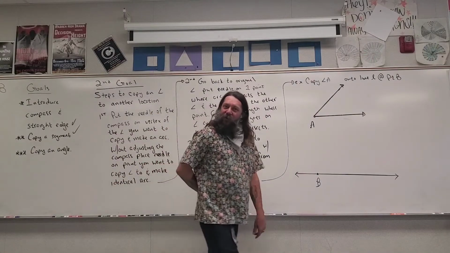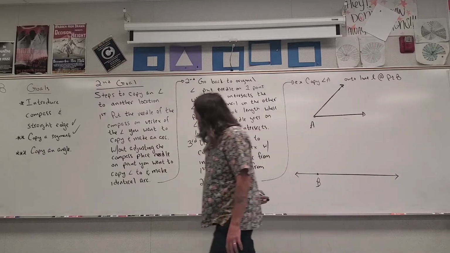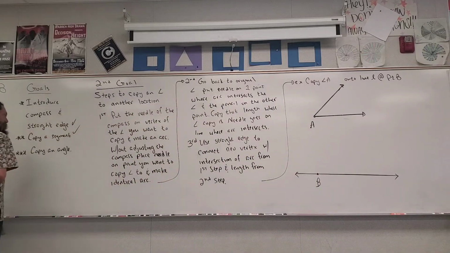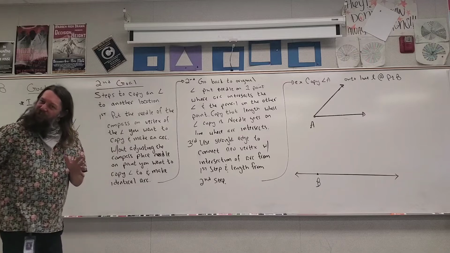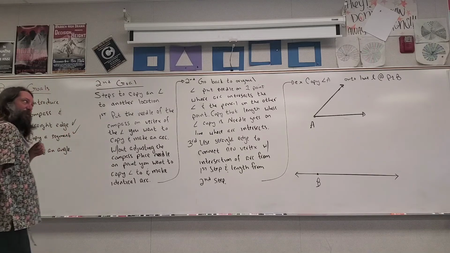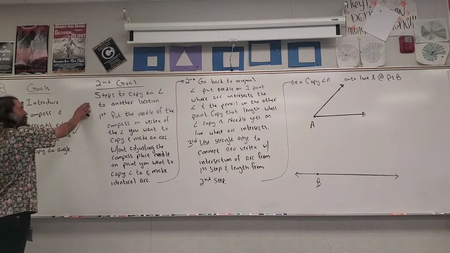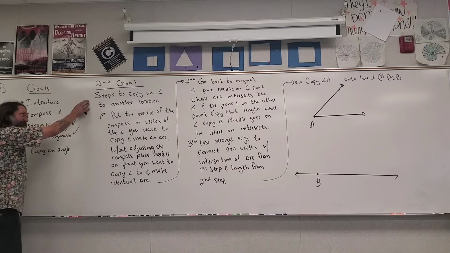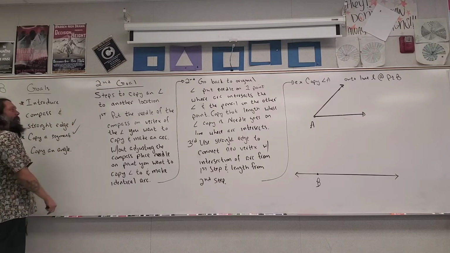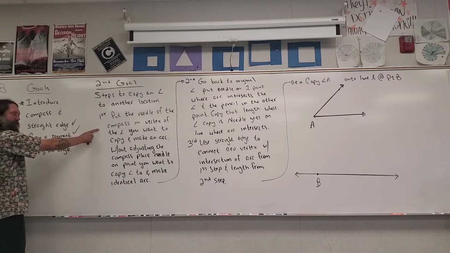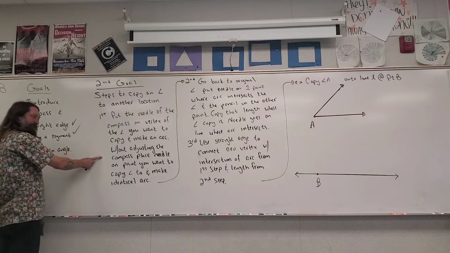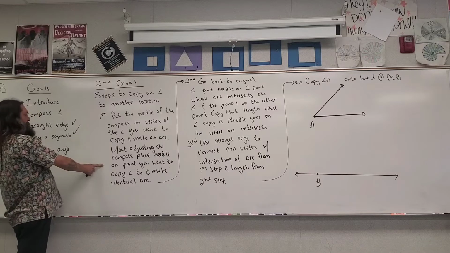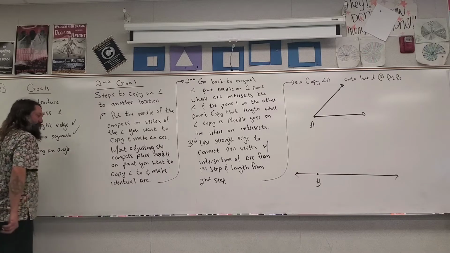I'm back, so let's go ahead and jump into our third goal here, and that's to copy an angle. And we're going to copy an angle using a compass and straight edge. So this seems like it's really long-winded, but it's actually really easy to do if you do it a couple times. So let me go through the steps. The steps to copy an angle to another location. First, put the needle of the compass on the vertex of the angle you want to copy and make an arc. Without adjusting the compass, place the needle on the point you want to copy the angle to and make an identical arc.